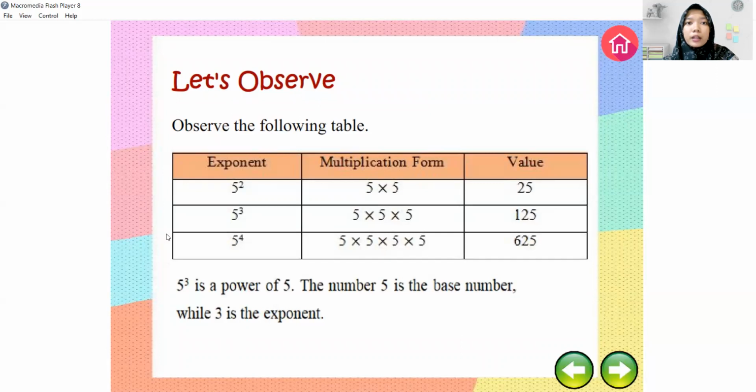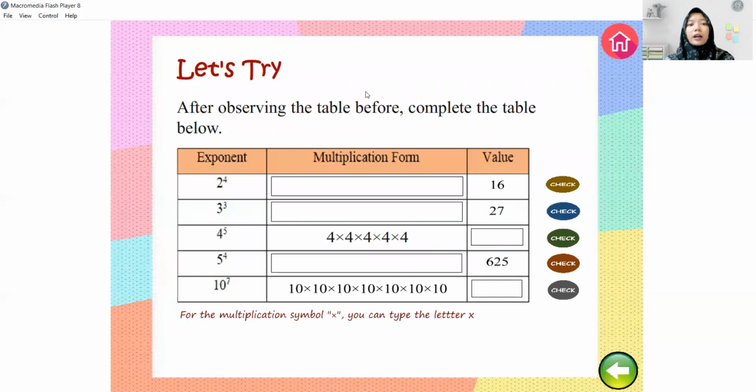I ask students to observe this following table. There are exponent, multiplication form, and value. Then students can click the next button. I ask students to try. Observe the table and complete the table below. I give the blank box and students can input the answer in this product or in this media.